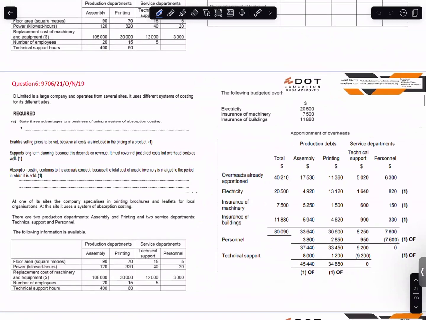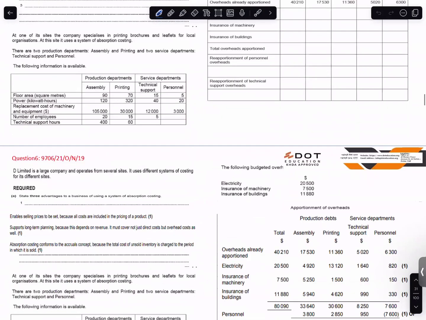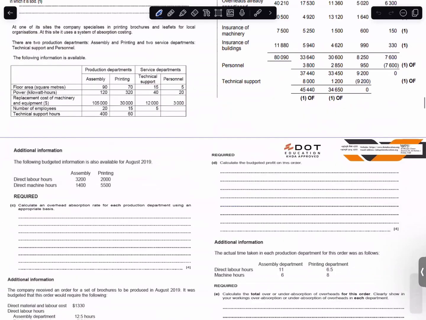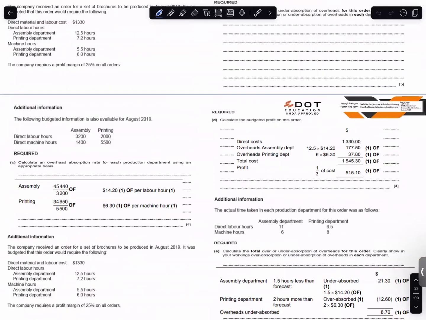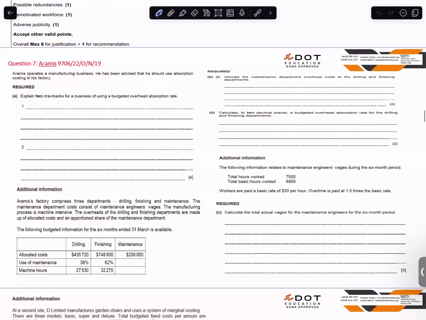Okay. Advantages of using absorption costing. It is useful for long-term decision making. It is accepted by IAS 2, and absorption costing is also easier to calculate because it uses both the costs and you won't have to separate the costs. Useful for setting the selling price also. Okay. Just a minute. Okay. Can you give me drawbacks of a business using a budgeted OAR?